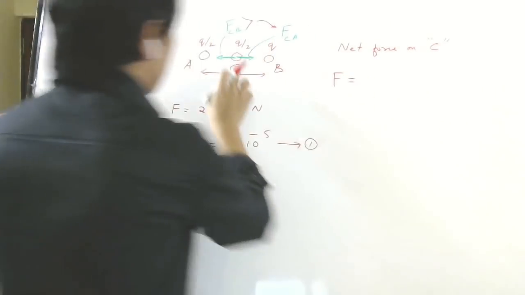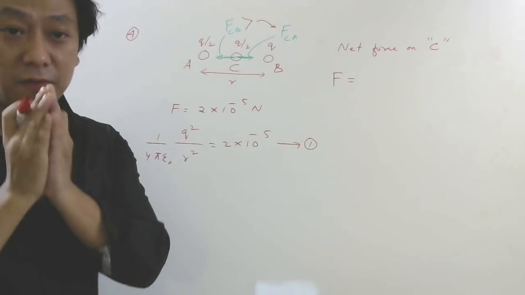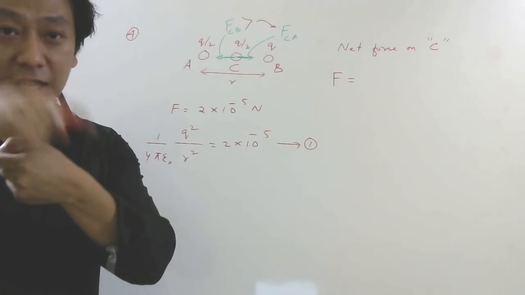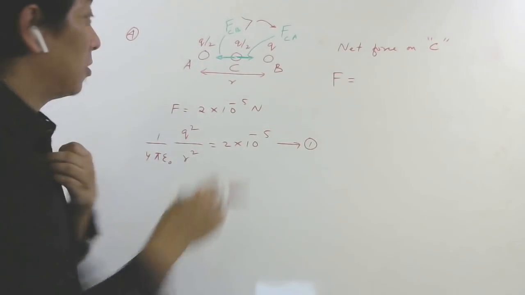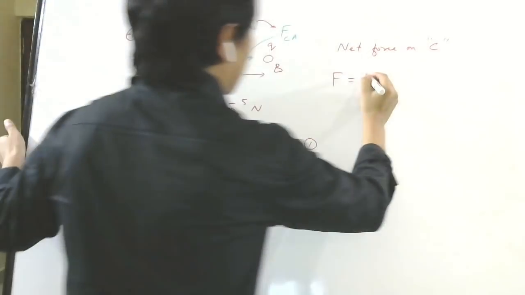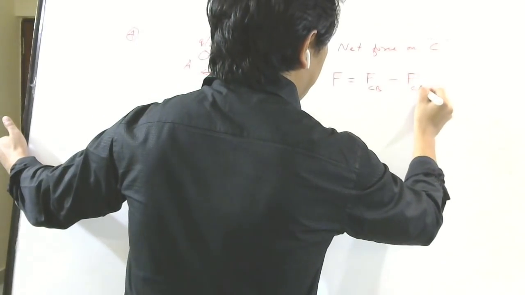will be, since they are in opposite direction, according to your vector addition rule, if two vectors are in opposite direction A and B, then the resultant magnitude is A minus B. So here which one is bigger? FCB is bigger. So FCB minus FCA. Now let's use Coulomb's law.